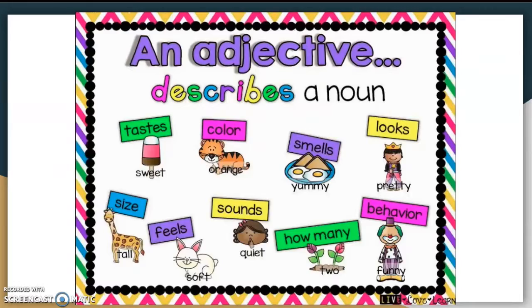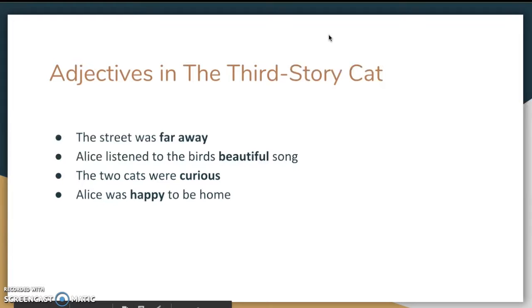Some examples of adjectives in The Third Story Cat would be: the street was far away. Alice listened to the birds' beautiful song. The two cats were curious. Alice was happy to be home. Far away is describing the street. Beautiful is describing the bird's song. Curious is describing the two cats. And happy was describing how Alice was feeling.